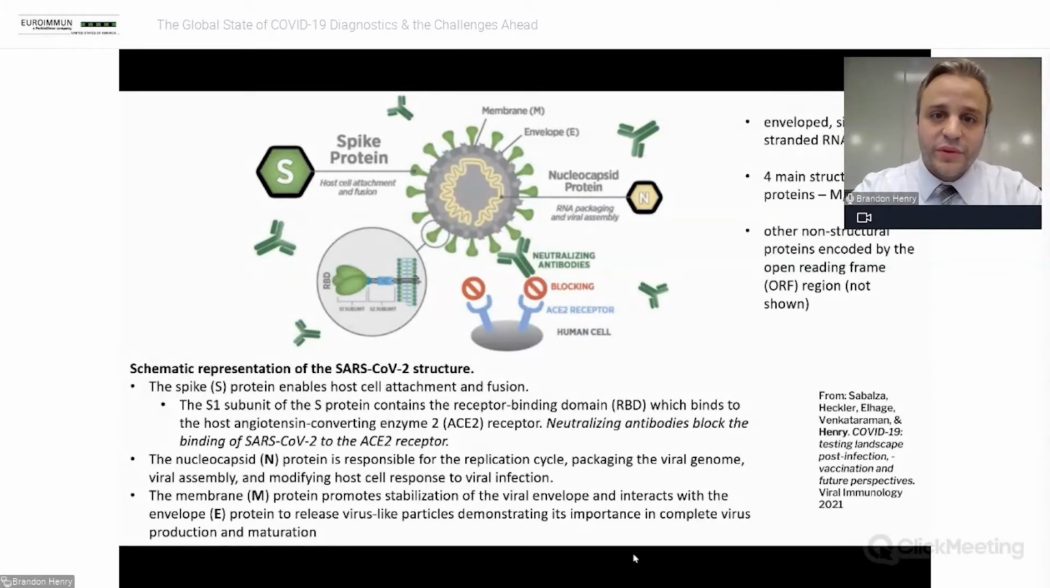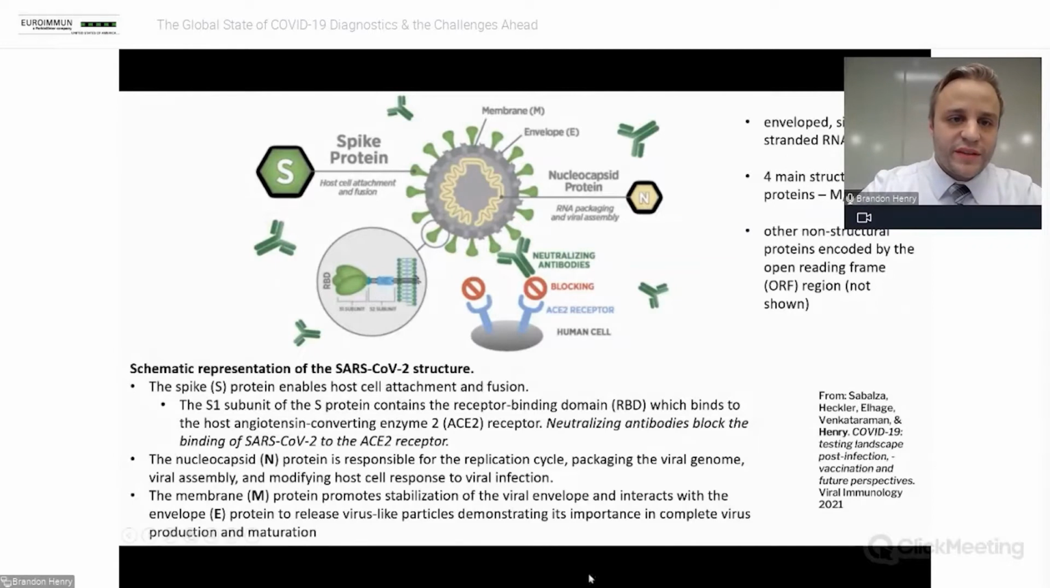The membrane protein, the envelope protein, the nucleocapsid protein, and the one we hear most about, the spike protein. There are other important proteins, we call them the non-structural proteins, encoded by the open reading frame region that is not shown. These include things like the viral polymerase. They don't get as much attention as, for example, the spike protein, but it's very likely that mutations in some of these non-structural proteins play a role in the pathology of different variants.